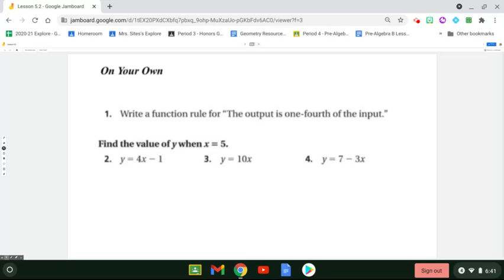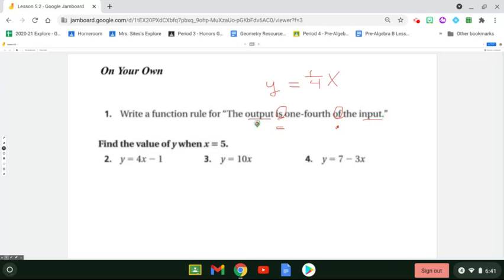All right, let's see if you're correct. If you take a look at the first one, to write a function rule for the output is 1/4 of the input, your answer would be y equals 1/4 x. Because again, output is y, is in math means equals, and then we see 1/4. Of in math means to multiply, and input is x.